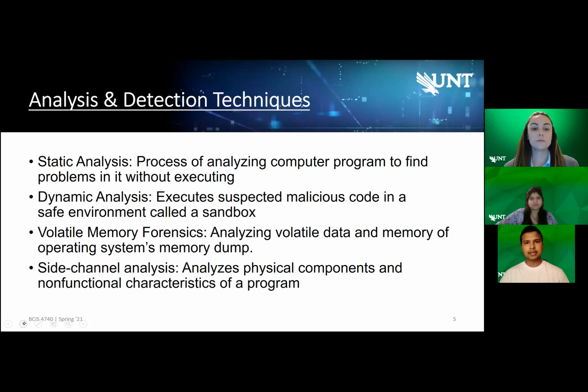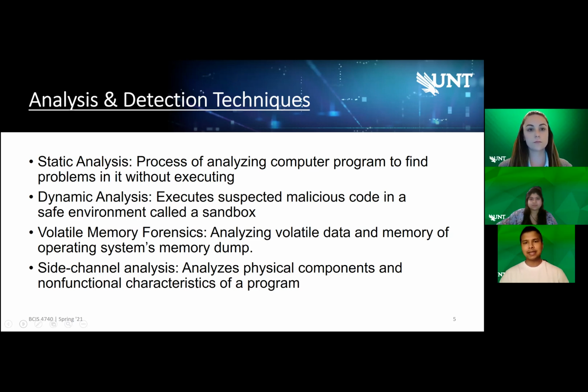And the next technique is dynamic analysis, which works differently than static analysis. The process is that first you execute the code or script in the system, then analyze the code carefully, and especially observe what the code does and how it impacts the system.